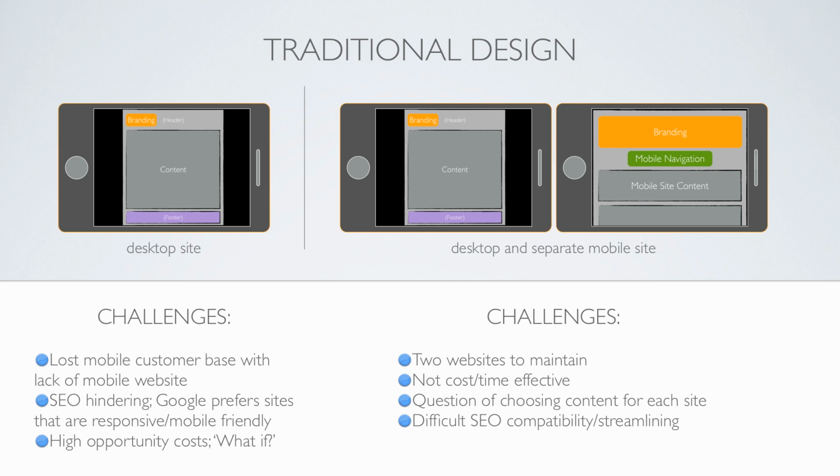To combat these challenges, many website owners have chosen to go ahead and opt in for a separate mobile website. The problem with this is that it creates two websites to maintain, which is not very cost or time effective. And it also creates a question of always wondering what content should be on each site. This also leaves the task of managing SEO on both versions of your site.